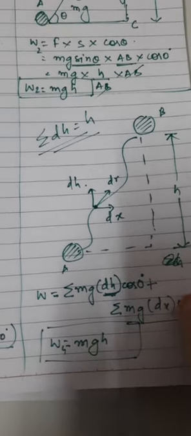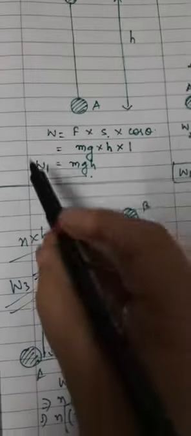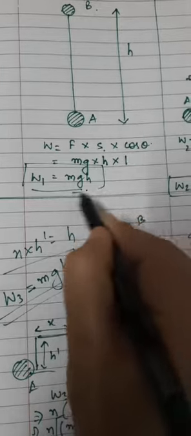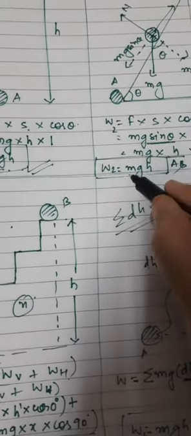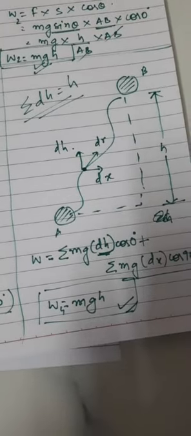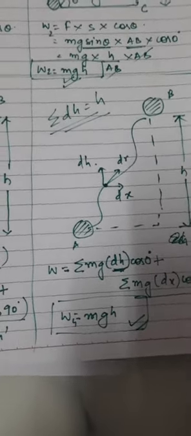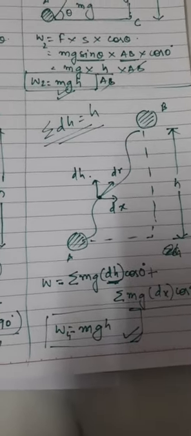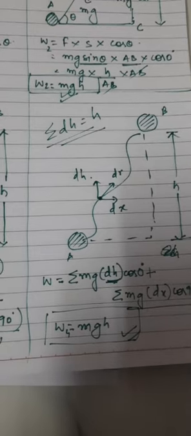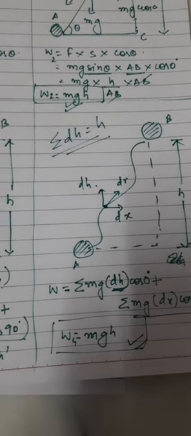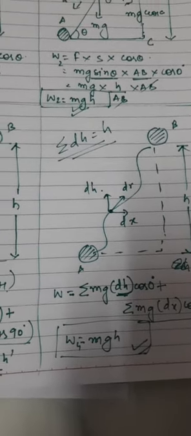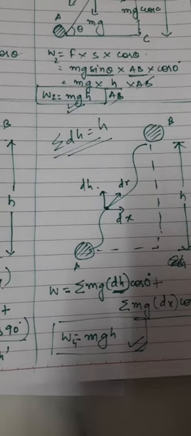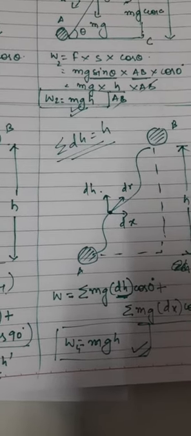So W1 was mgh, W2 is also mgh, W3 is also mgh, and similarly W4 is also mgh. In this way we can prove that gravitational force is a conservative force, because it is path independent. It only depends on the initial and the final points. So that's all about conservative forces. In the next video, we will study non-conservative forces.